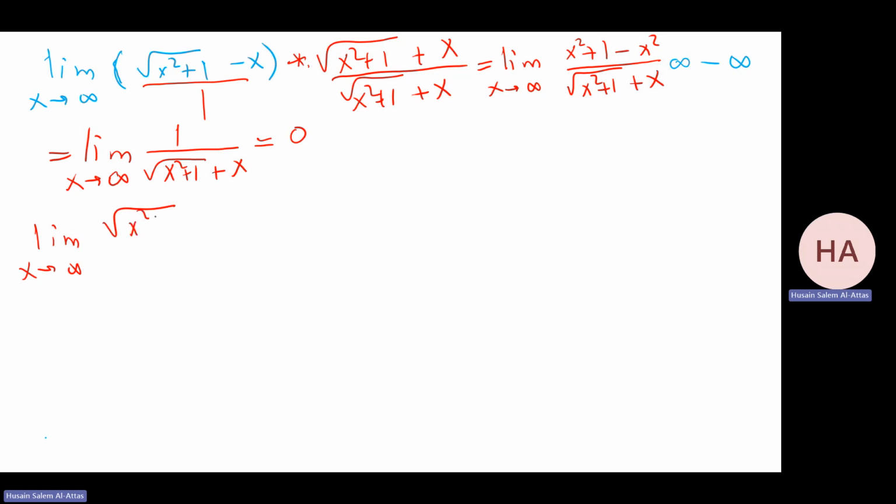Square root of x squared plus 4x minus x. That's it. This is my question. So what I will do, the first step: I have infinity minus infinity. So first step, I need to rationalize. So I make it over 1 and multiply by the conjugate.